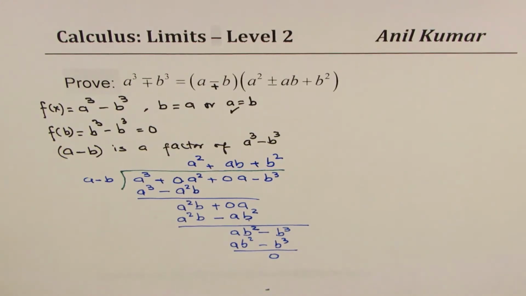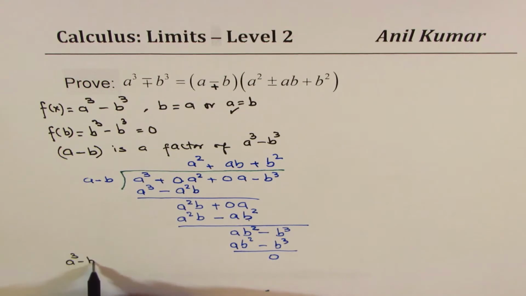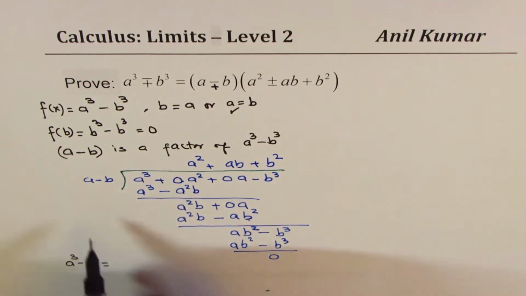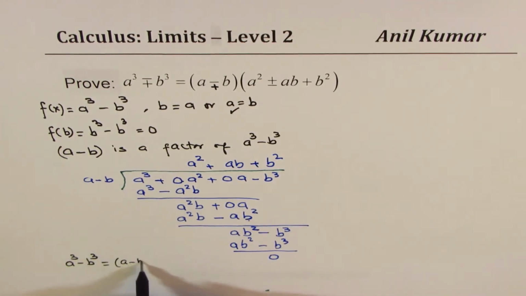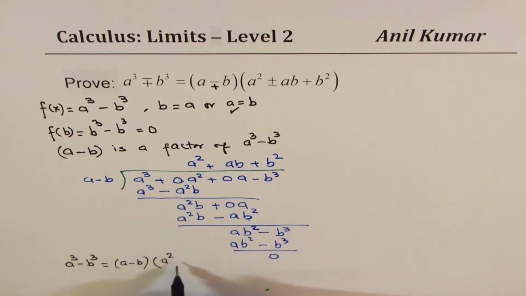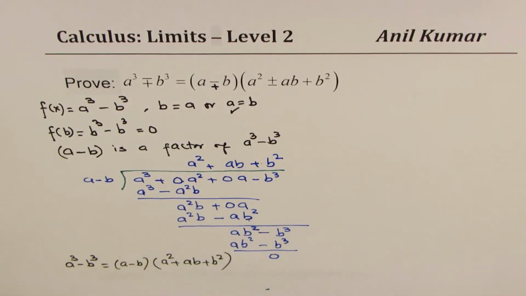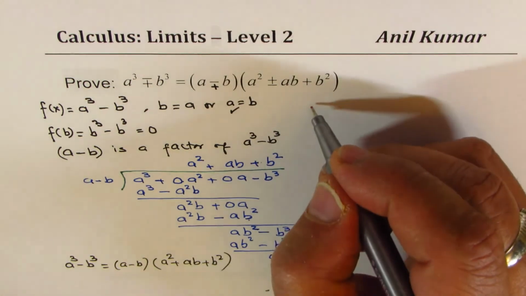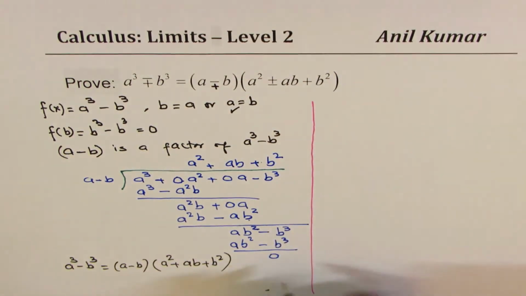And what is the other factor? Well, we can now write a cube minus b cube as equal to the product of a minus b times the quotient, which is a square plus ab plus b square. You get it, right? So that is how you can see how this formula comes into existence, right?